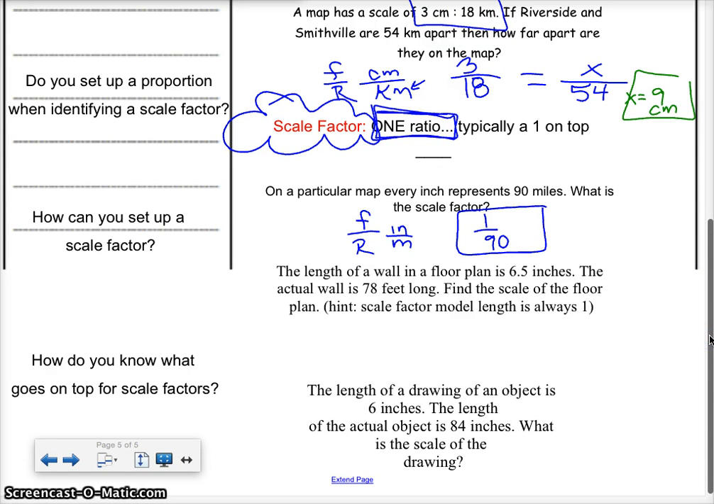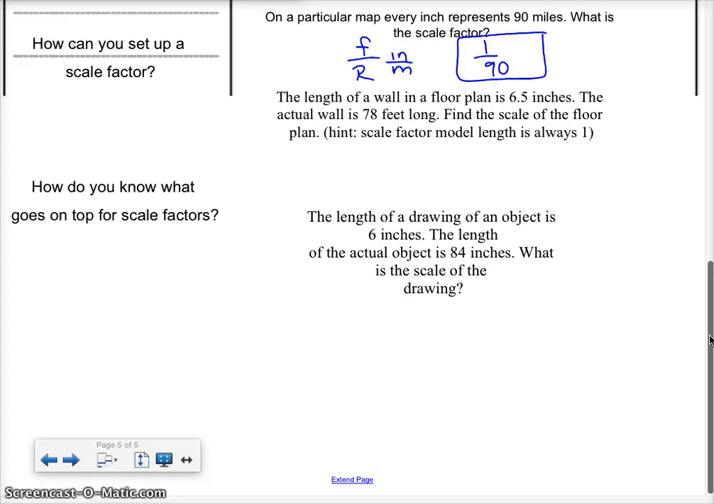Okay, the length of a wall in a floor plan is 6.5 inches. The actual wall is 78 feet. Find the scale of the floor plan. So I should have inch is to feet, right? Or plan is to real. I don't know, however your brain thinks about it. So I have 6.5 is to 78. Now that is the scale factor, but it's not the proper scale factor. Just like 5/10 is 1/2, but it's not in proper form. You want a 1 on top.